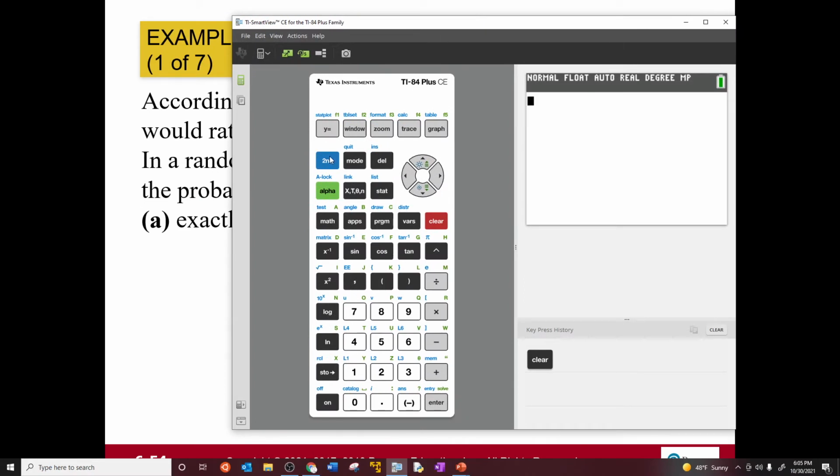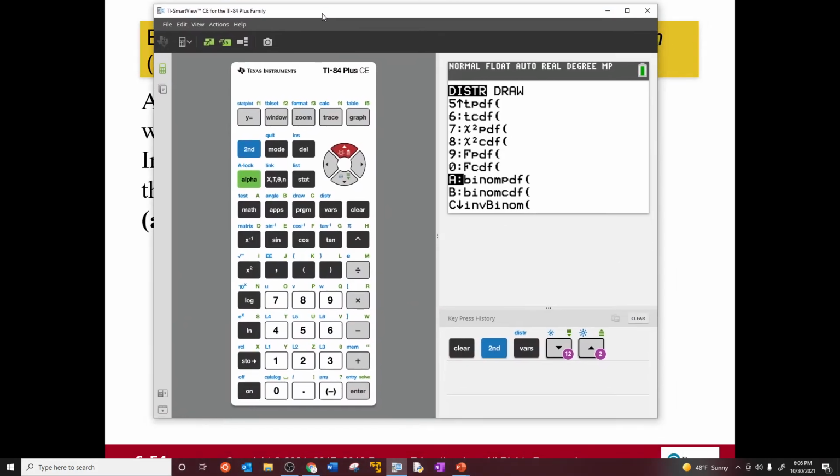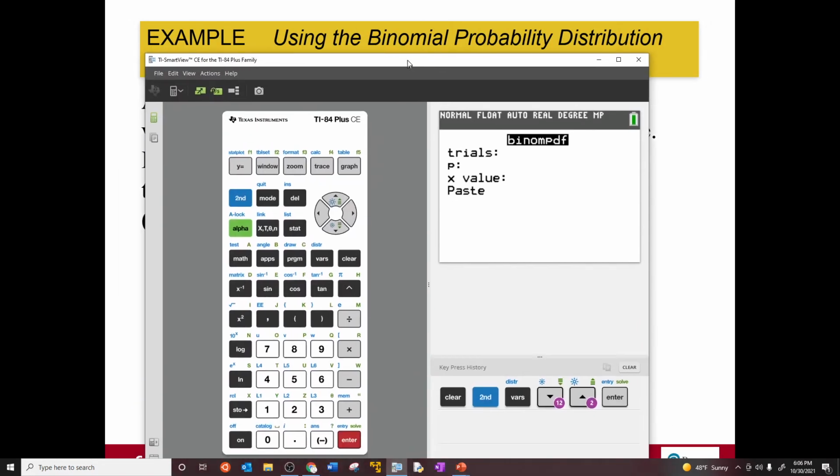So we're going to go over to distribute, and go all the way down to binomial CDF. Well, there's actually two: binomial CDF and binomial PDF. Now, CDF is when we're dealing with at least or at most. That's when it's a greater than or equal to type of problem. We're dealing with the exact. They said find the exact amount, and so that is binomial PDF. We're going to go into that. And then we have to list the number of trials. The number of trials is 10.